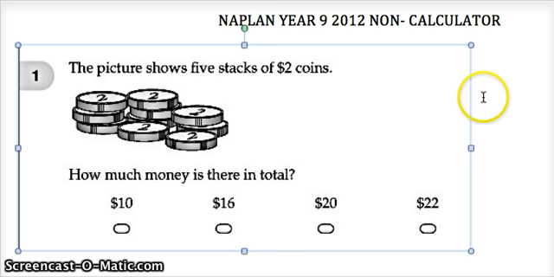This is the NAPLAN 2012 non-calculator paper, question 1. The picture shows 5 stacks of coins. So how much money is there in total? Pause the video and attempt the question.